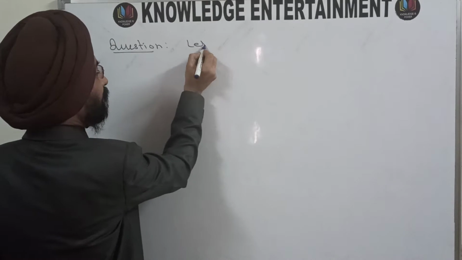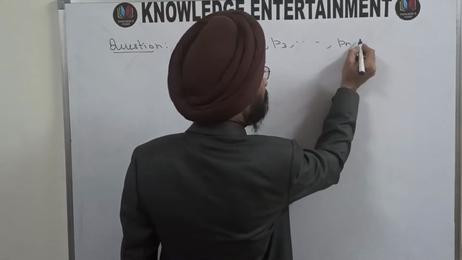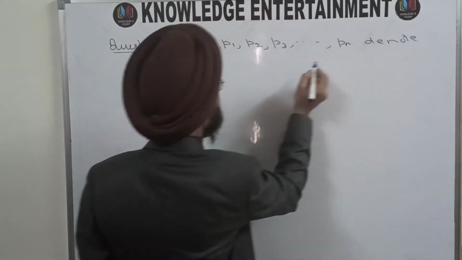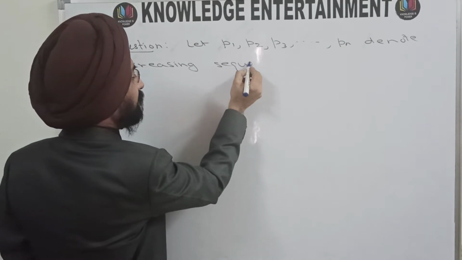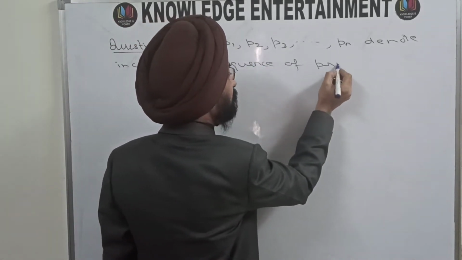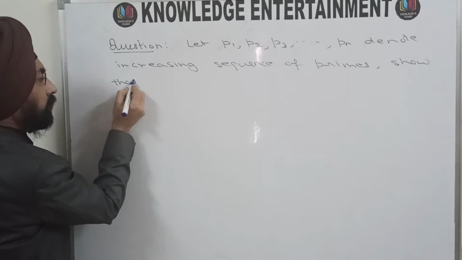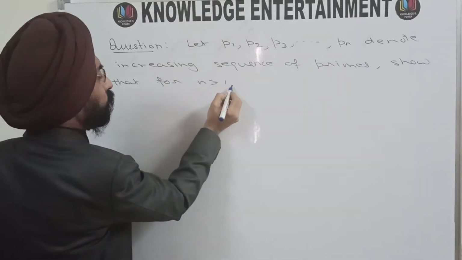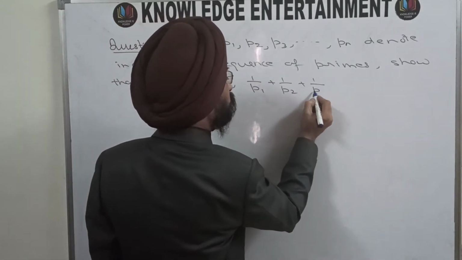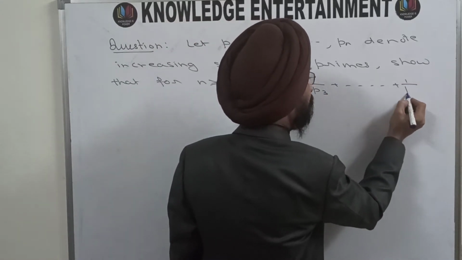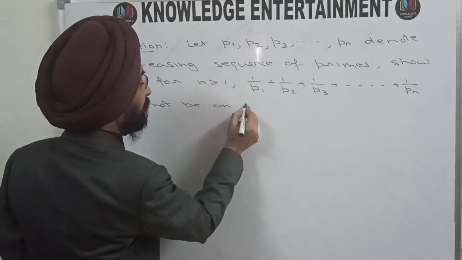The question says, let P1, P2, P3 and so on, Pn denote an increasing sequence of primes, show that for any n greater than or equal to 1, the sum of the reciprocals of these primes 1 upon p1 plus 1 upon p2 plus 1 upon p3 plus and so on 1 upon pn cannot be an integer.